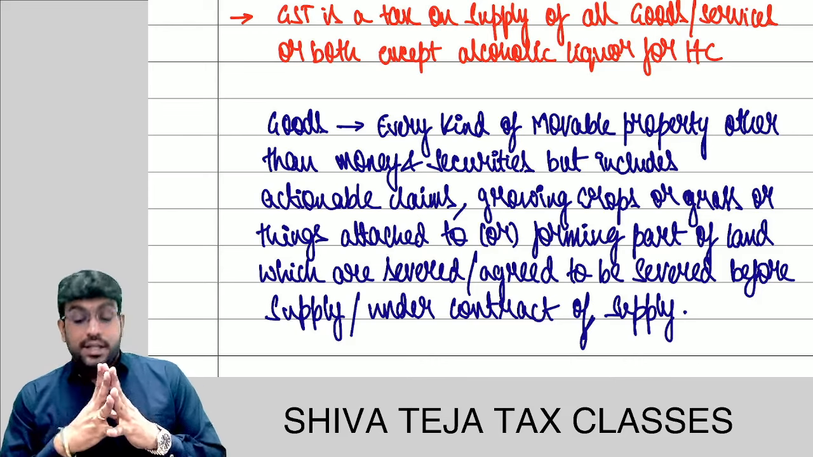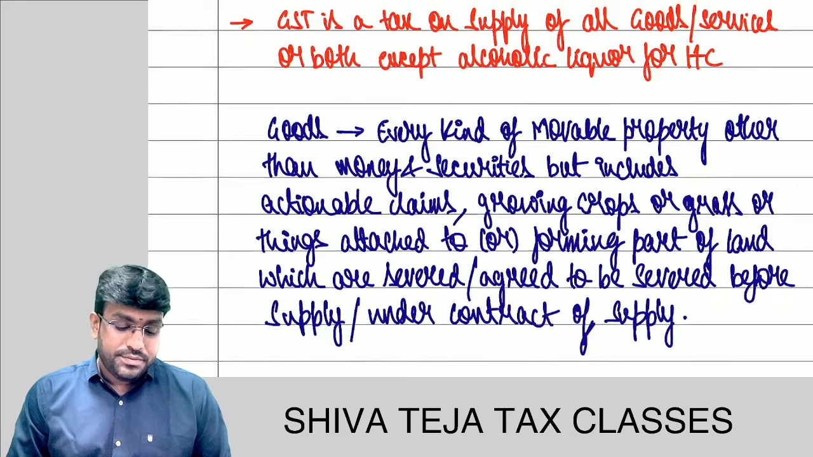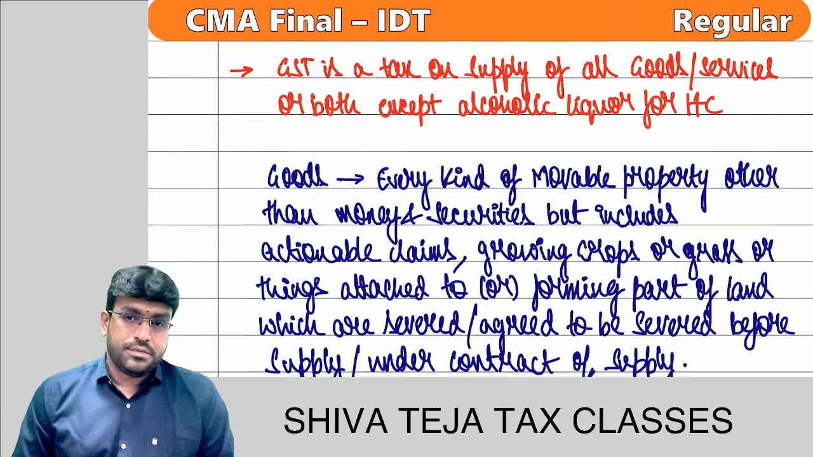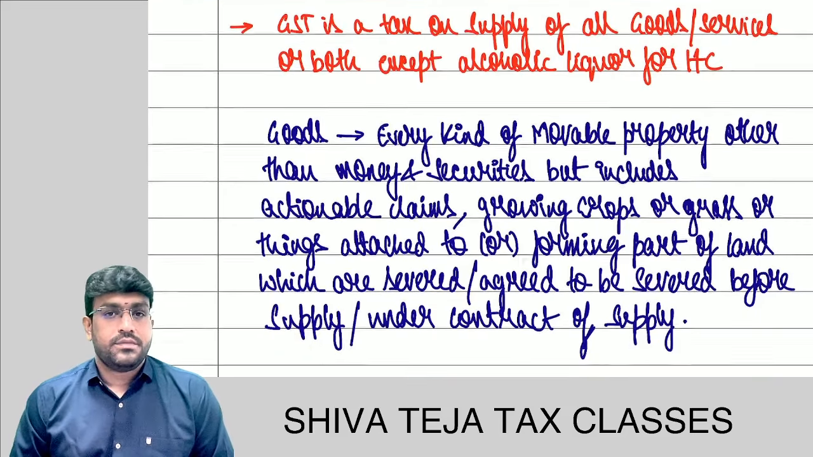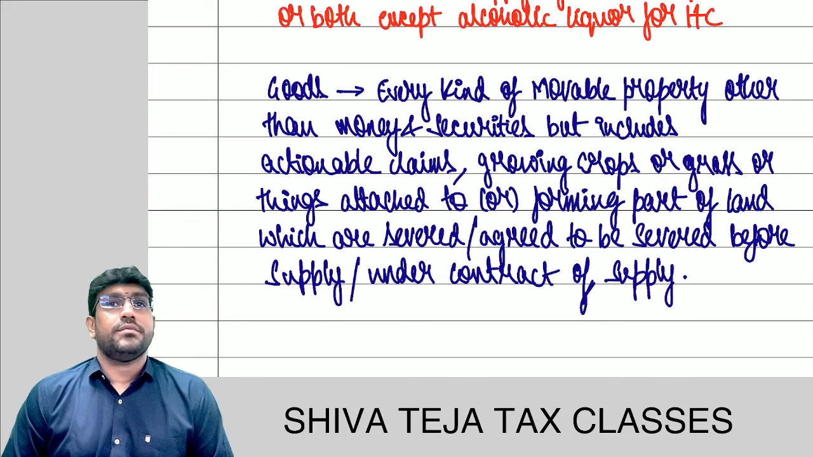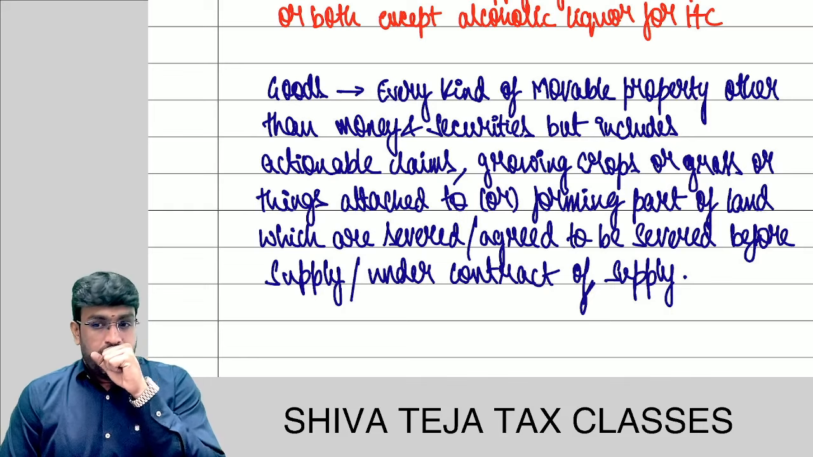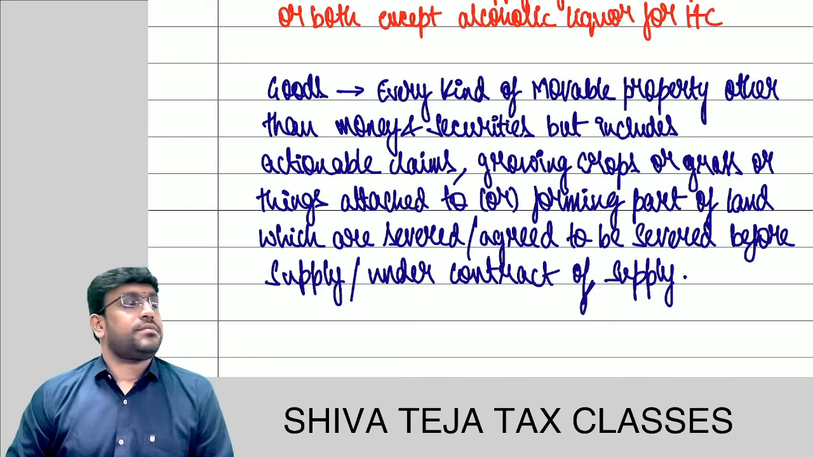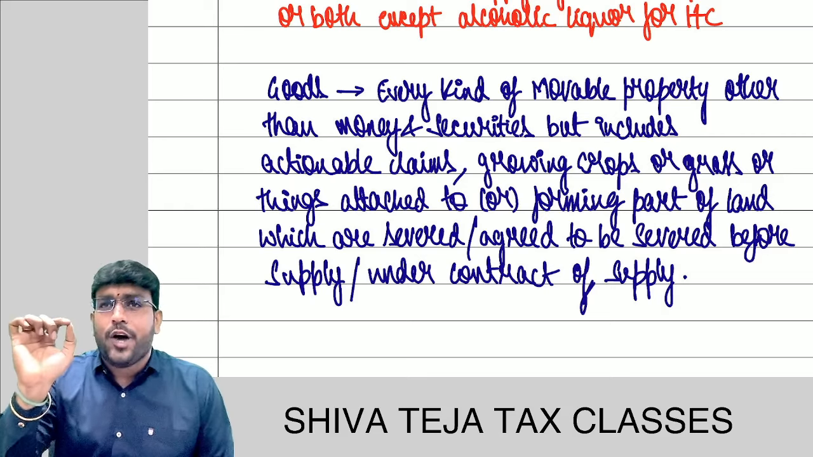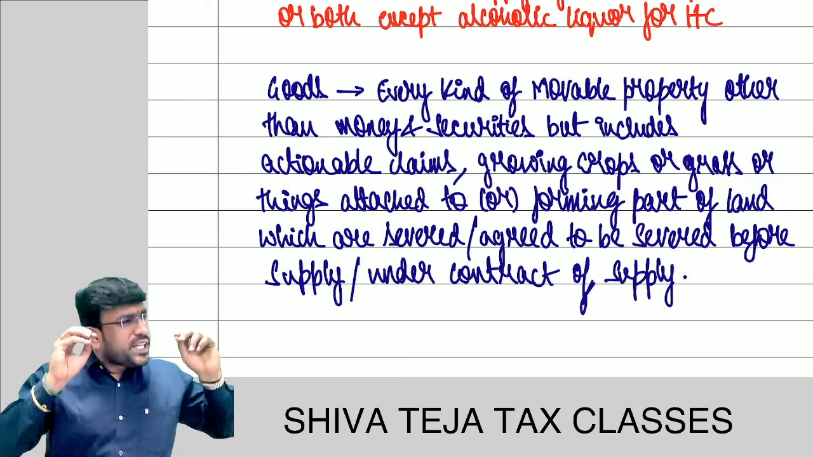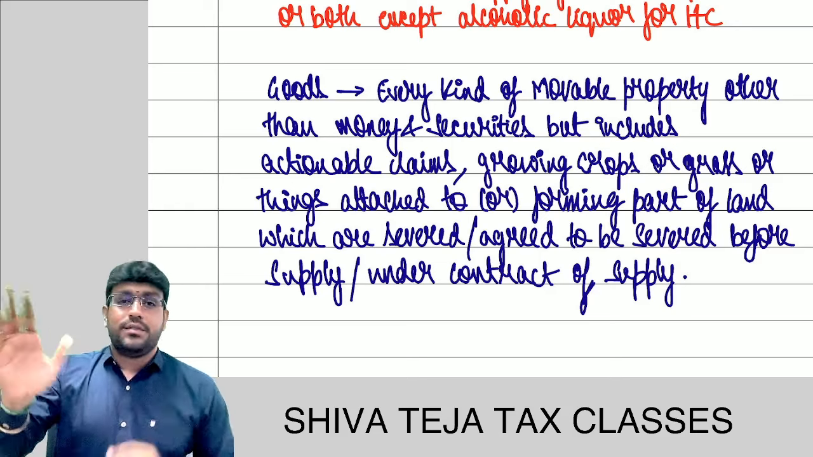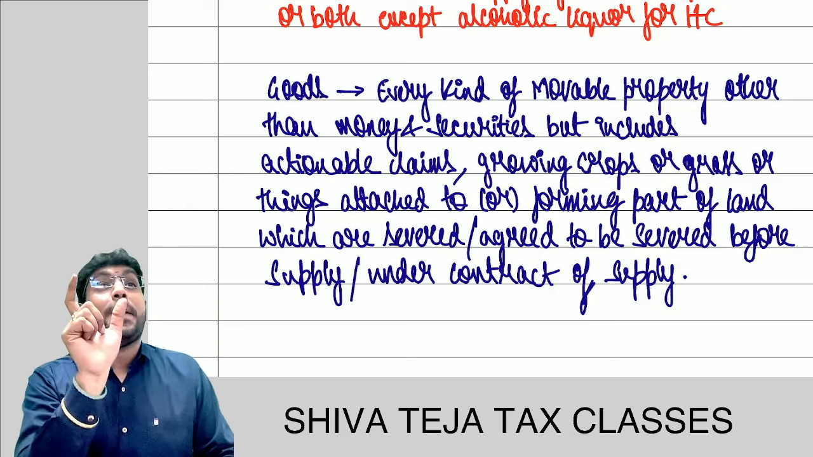Done? Come on, friends. This language is very important actually. Done? Can you see that? Sir, read that line, come on. Goods cover what? Every kind of movable property. That means only if it is movable, only then it is covered in definition of goods. Every kind of movable property other than? Hold on. Other than money. What is money?